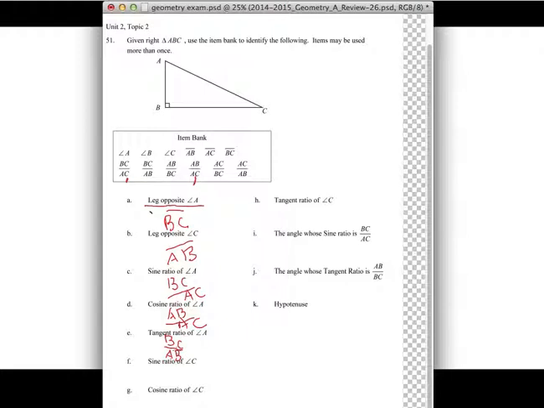So you're using two of each one for sine, cosine, and tangent. When we do angle C, then this becomes opposite. So sine of C will be AB over AC. The hypotenuse never changes. It's the longest side. Now the cosine is going to be adjacent, which is BC over AC. And tangent is going to be AB over BC, that's opposite over adjacent.